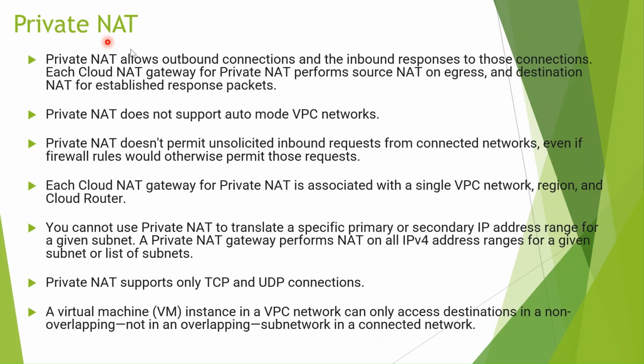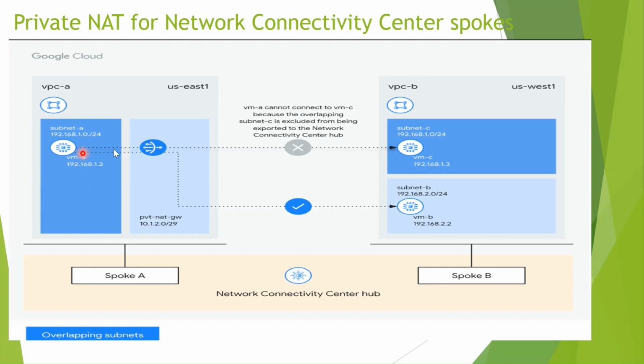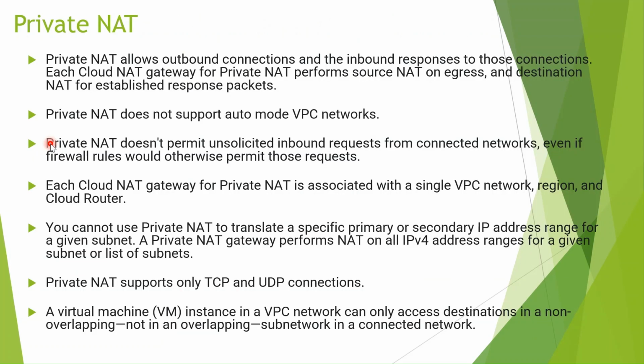So let's go back to our theory. Let's see what it says. Private NAT allows outbound connections and inbound responses to those connections. As we see, the private NAT allows outbound connections, like outgoing connections, and inbound responses. The response is coming, that is incoming traffic, and that is the only inbound traffic allowed.